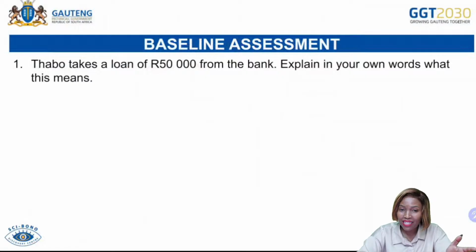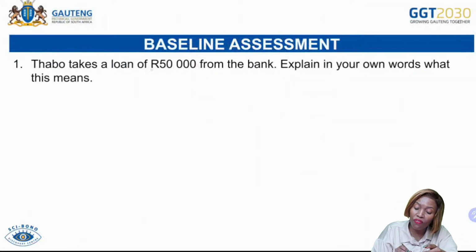Just a quick baseline assessment to assess how much you know as far as this content is concerned. Number 1, Thabo takes a loan of 50,000 rands from the bank. That is the information that we are given. Explain in your own words what this means. I hope you are discussing this with your classmates and your teacher. This means that Thabo borrowed 50,000 from the bank and he will pay it back with added interest.